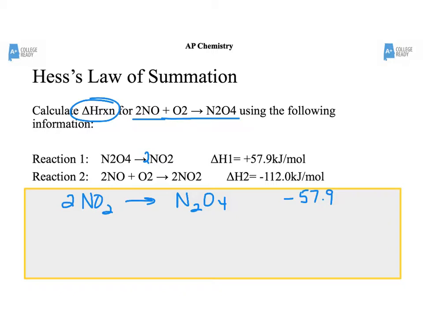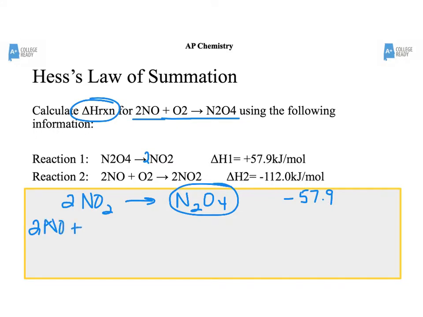All right, and what I like to do is when I get something in the right place with the correct coefficients, I like to circle it, so I know that that one's fixed. All right, let's look at the second reaction. What does it have in common? It has the nitrogen monoxide, and it has the oxygen, and they're on the correct side. And they actually also have the correct coefficients. So I'm just going to leave them alone.